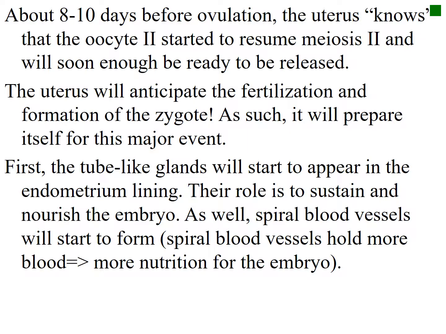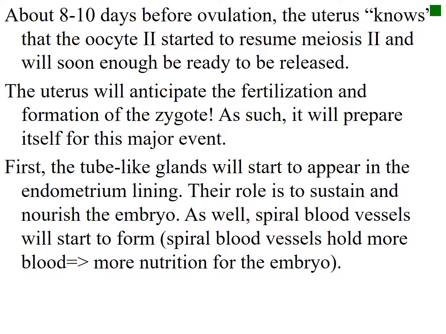About 8 to 10 days before the ovulation, the uterus is going to know that the oocyte 2 started to continue meiosis 2. Then it will be released. The uterus will anticipate the fertilization and the formation of the zygote. As such, it should prepare itself for this big event.